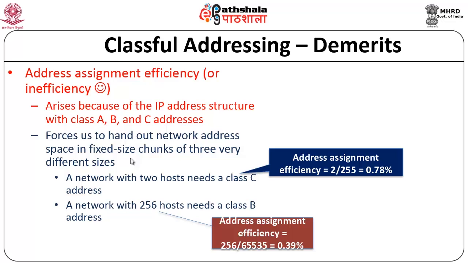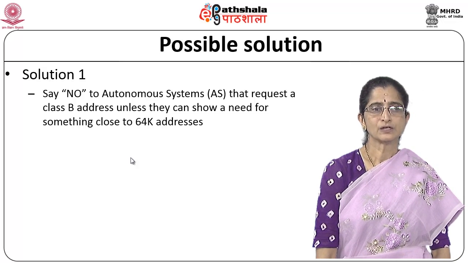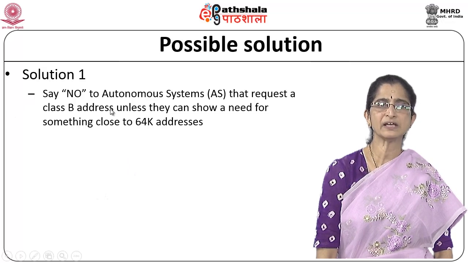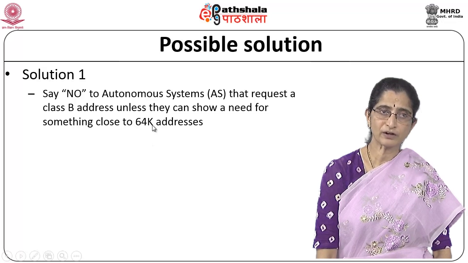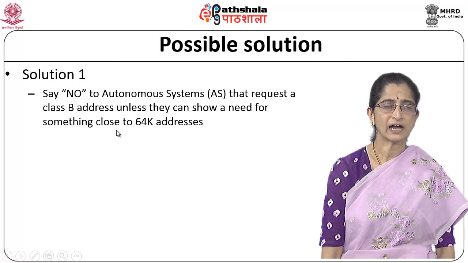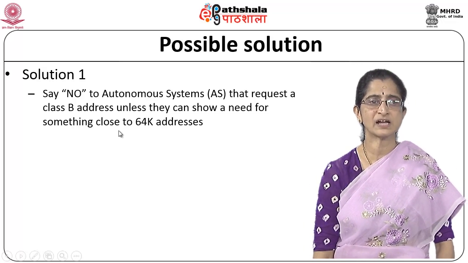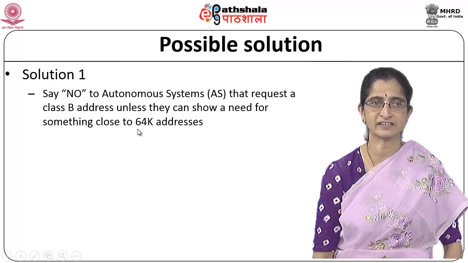This is a problem that the entire internet world was facing. So what is the solution that people came up with? One of the first solutions, a kind of brute force solution, is that if anybody asks you for a class B address, even though they are not really close to 64,000 addresses, you do not grant them a class B address. You just say no to an autonomous system, or a domain, which is asking for a class B address even though it does not really need 64,000 different addresses.